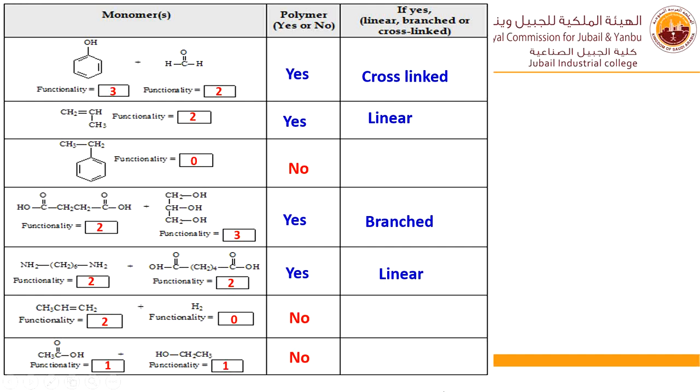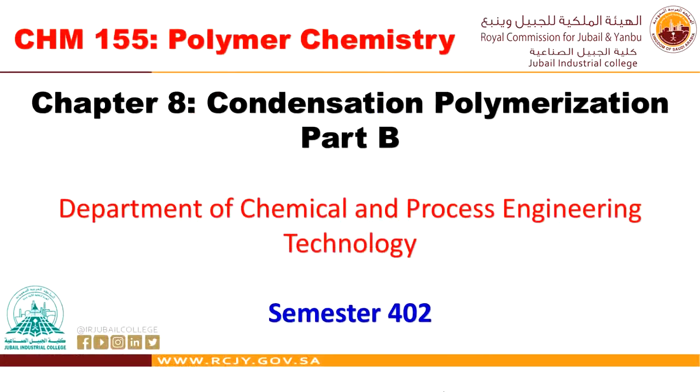So what is important here is you should be able to identify the functionality of a molecule, and you should be able to predict whether the reaction will give a polymer or not. And remember that functionality can either be in terms of a double bond, or in terms of a number of functional groups, or a special case. And this brings us to the end of part 1, part A of chapter 8.